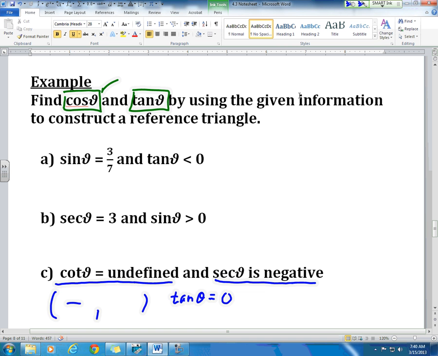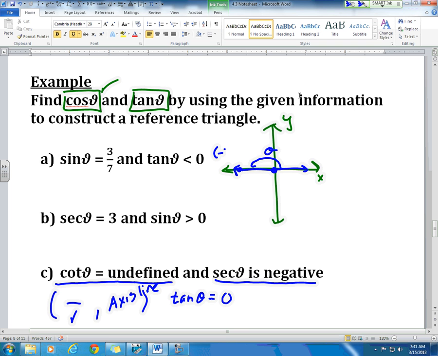But because tangent is 0 here, this is an axis line that this angle is falling on. In fact, it's falling on the negative x-axis, because the x coordinate is negative there. So my picture looks like this. There's actually no triangle here. The angle measure, if this is the initial side, then the terminal side is falling on that negative x-axis. So this is my theta value.